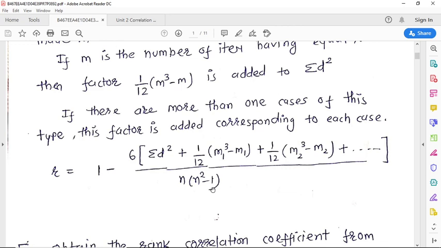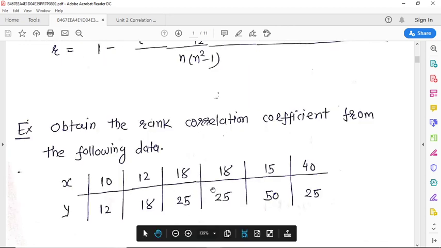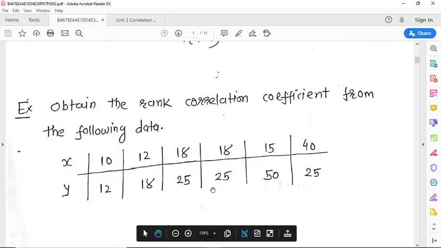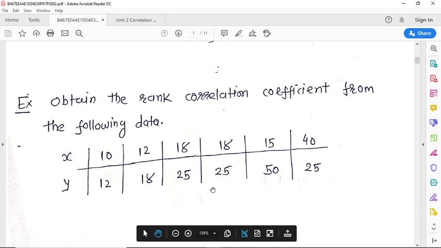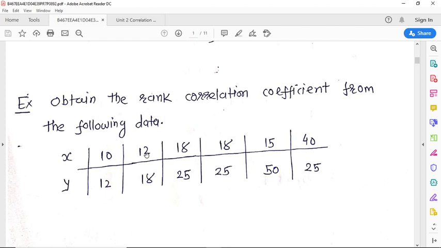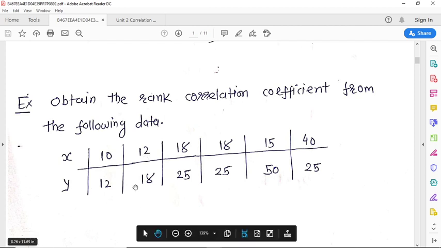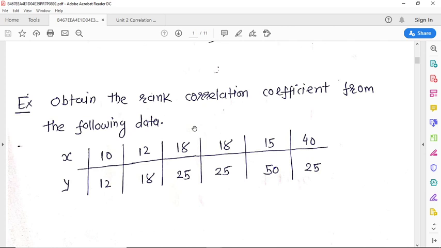So now let us consider this example again that we discussed in the last lecture. Obtain the rank correlation coefficient from the following data. The data of x is 10, 12, 18, 18, 15, 40, and the data of y is 12, 18, 25, 25, 25, 50. Here you can see that 18 is repeated 2 times in x and 25 is repeated 3 times in the data of y.